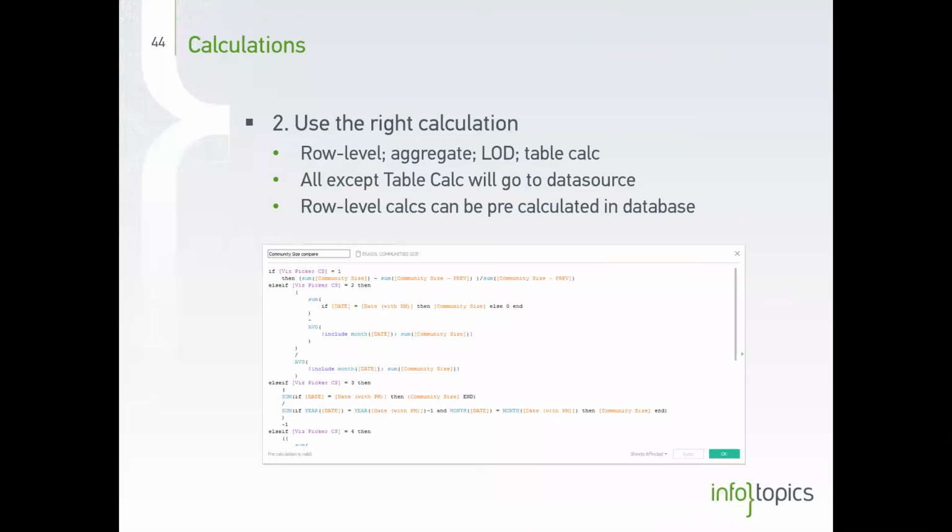So if you have a live connection, you can do something with the row level calculations. So a row level calculation is a calculation which is the same every time. So you can also pre-calculate it in your live database. So you don't have to do it in Tableau anymore.